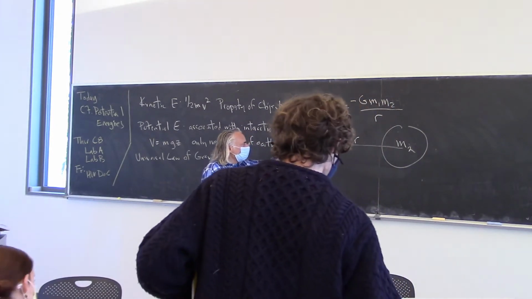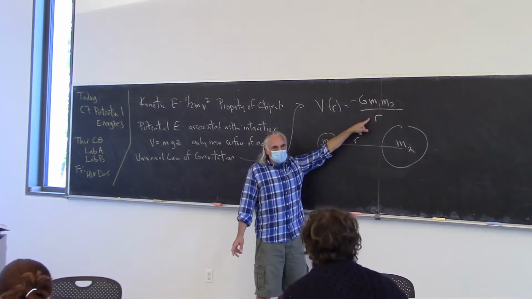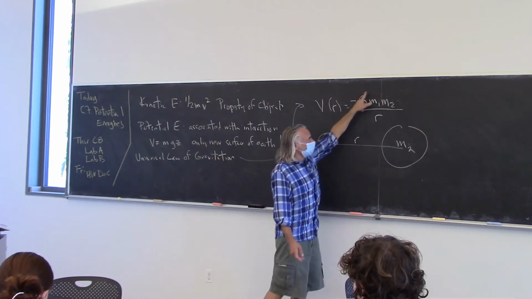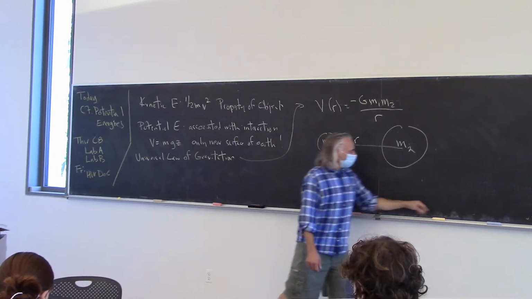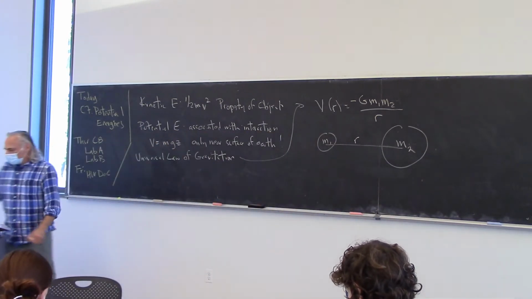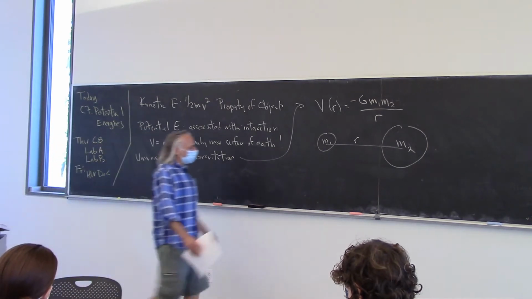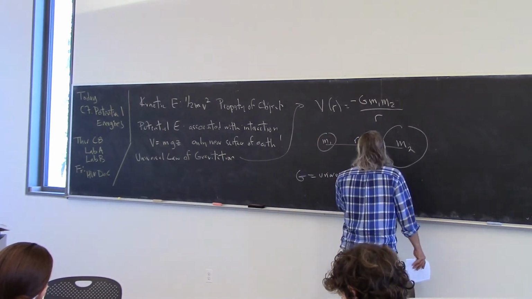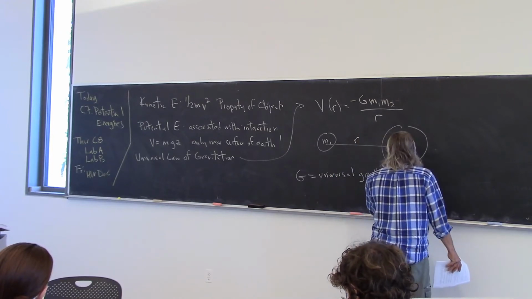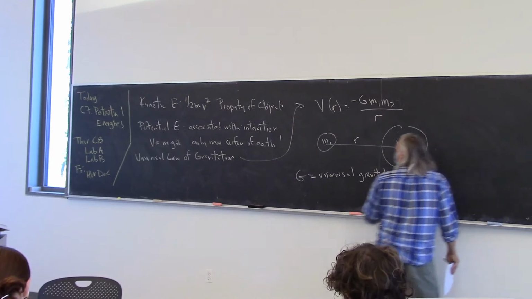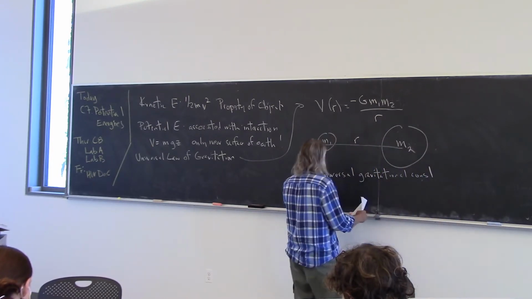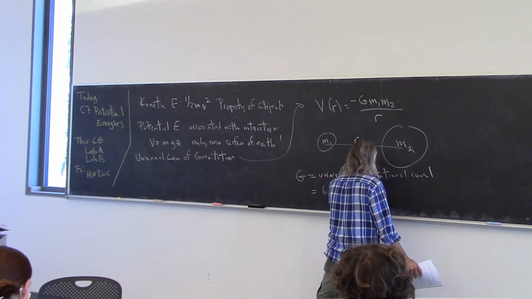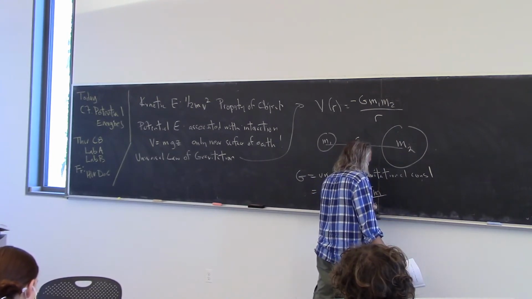The farther apart they are, so if R gets bigger, this quantity gets smaller. G is a number, a constant of nature, known as the universal gravitational constant. This is true everywhere in the universe. And it happens to equal 6.67 times 10 to the minus 11 joule meters per kilogram squared.